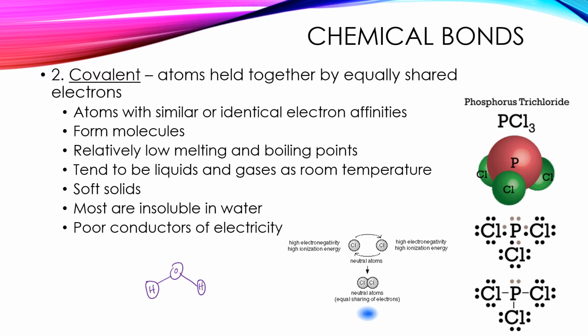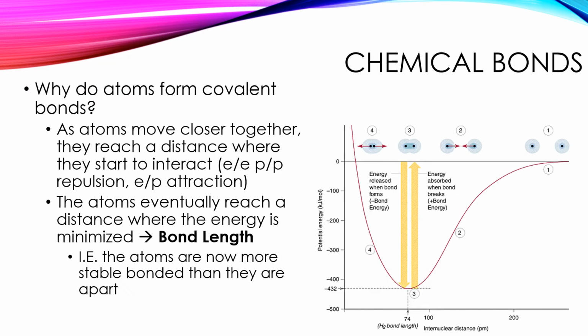They're pretty soft if they're solid. Most of them are insoluble in water, if they are nonpolar. If they are polar, they would be soluble in water. And they are very poor conductors of electricity because we don't have any of those free flowing charged particles to pass the current along. So why do atoms form covalent bonds in the first place?